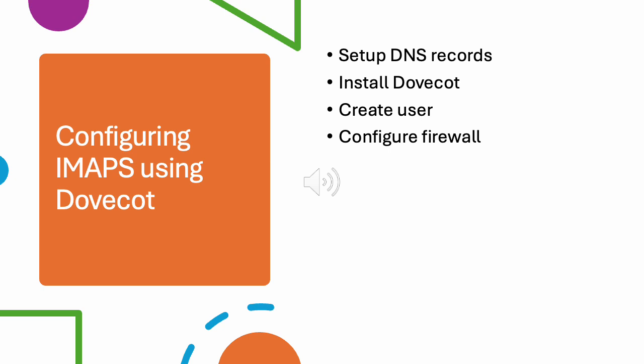After that, users need to be created and assigned email addresses. These users will authenticate with the server to send and receive emails. Lastly, adjusting firewall rules is crucial in ensuring only authorized access to the IMAPS port 993. Firewalls should be configured to allow connections only from trusted sources, blocking unauthorized attempts to access the server.